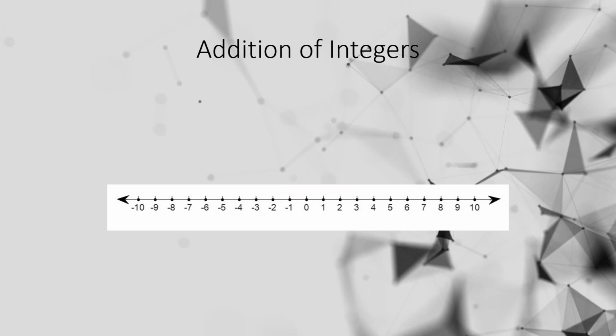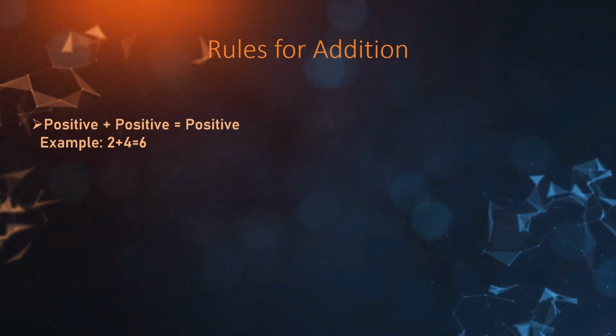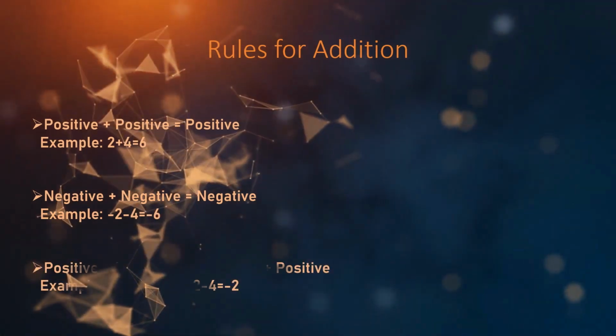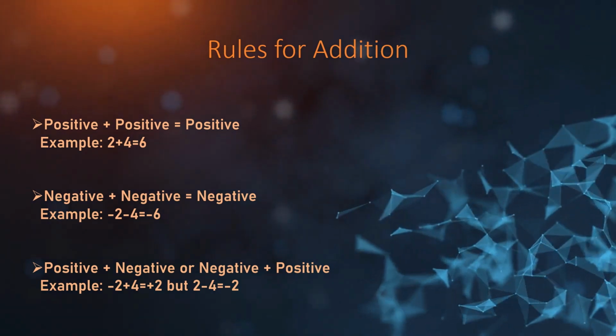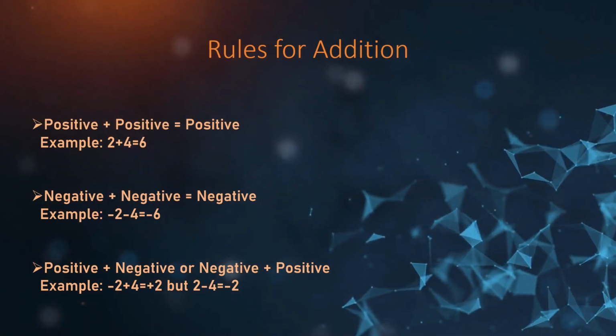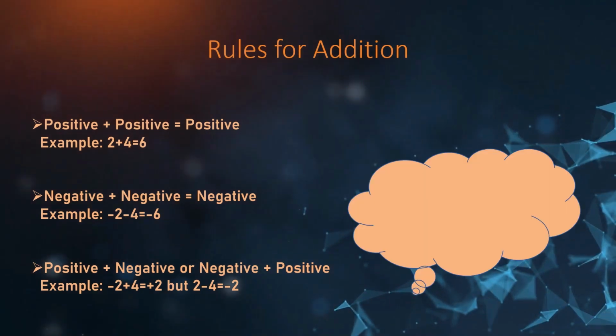Here are the rules for adding integers. Positive plus positive equals positive. Negative plus negative equals negative. Positive plus negative or negative plus positive: take the absolute value of each number. Subtract the smaller from the larger and give the result the sign of the number with the larger absolute value.